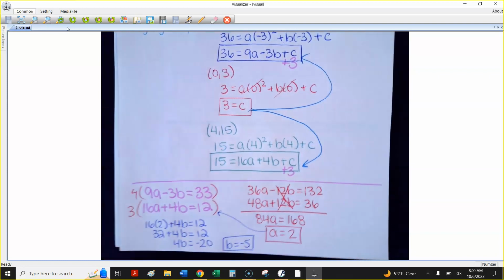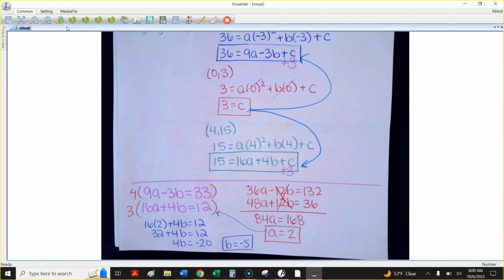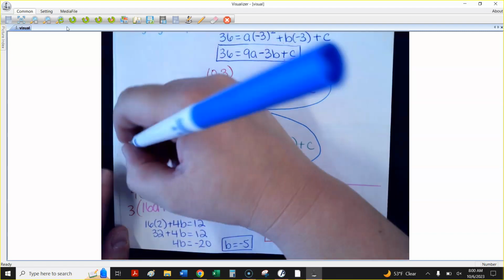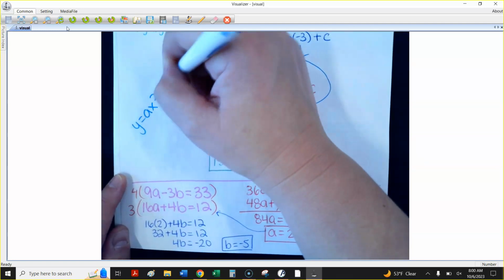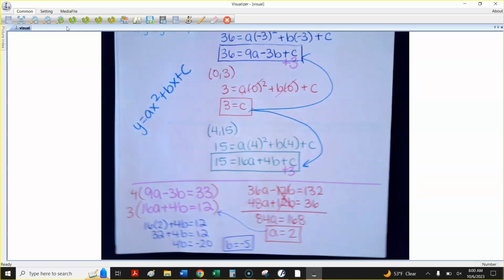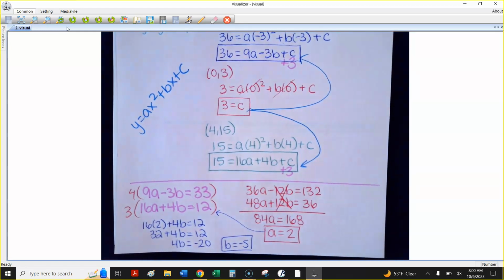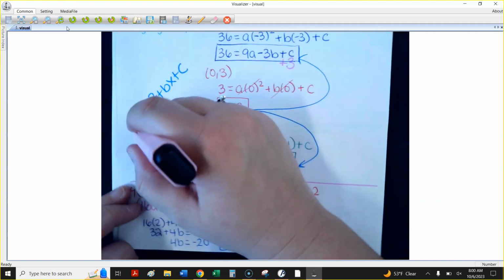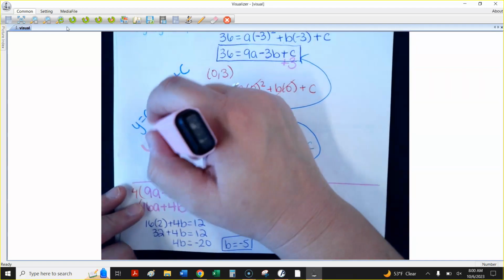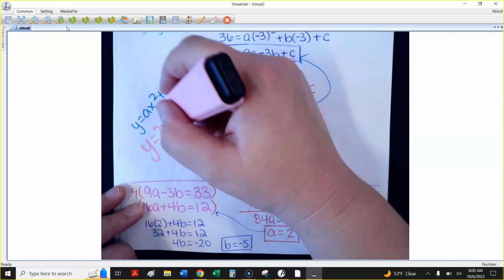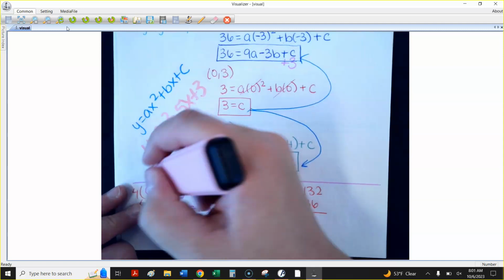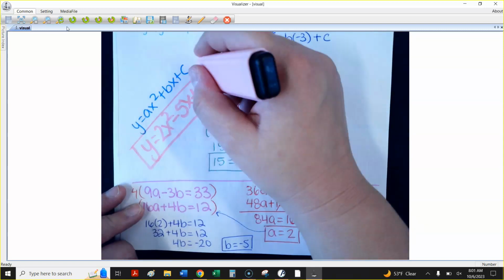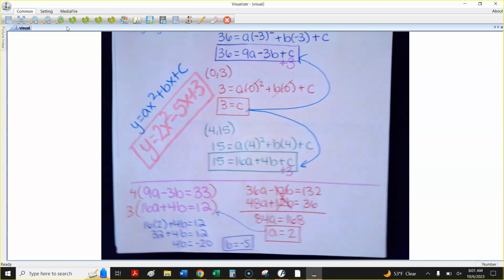Now, to actually answer the question, I have to go back and write standard form, which is ax squared plus bx plus c. So specifically for this question, my answer would be y equals, my a value is 2, so 2x squared. My b value was negative 5, so minus 5x, and then plus 3. So that would be my answer with the a, b, and c values plugged back in.